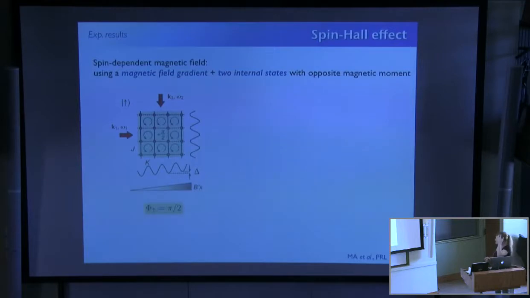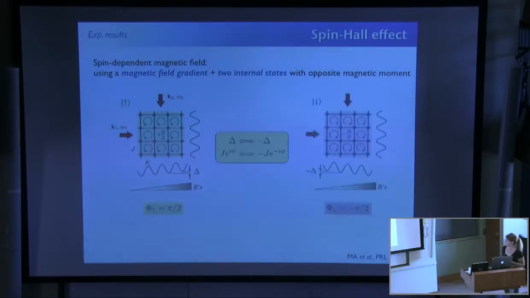And as a next step, I already mentioned that we can engineer spin-dependent magnetic fields. Making use of the fact that the phase, or the sign, of this complex hopping matrix element depends on the sign of this energy offset, we can make this artificial magnetic field spin-dependent by loading 2 internal states into our optical lattice that are 2 different Zeeman states with opposite magnetic moment.